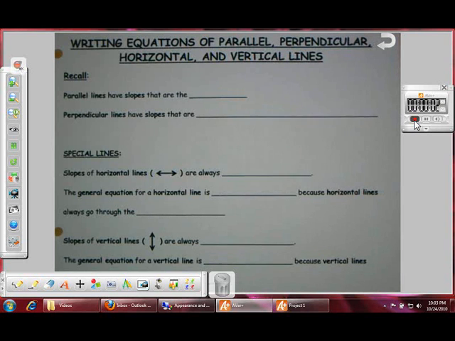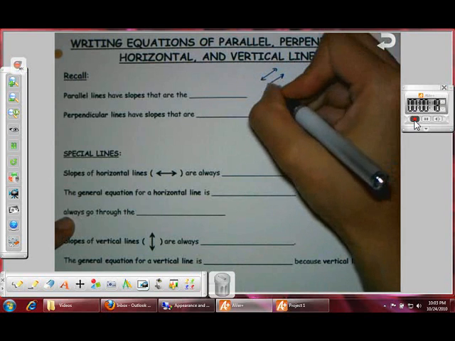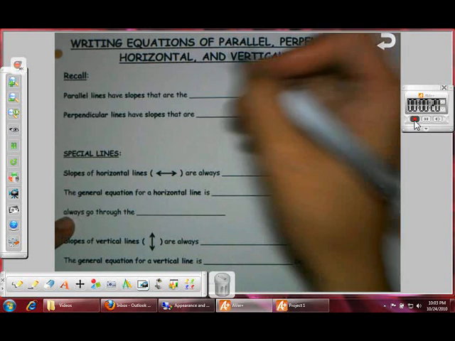This lesson is about writing equations of parallel, perpendicular, horizontal, and vertical lines. Before we start doing that, let's go over some key ideas, key things that we need to know. Parallel lines have slopes that are the same.